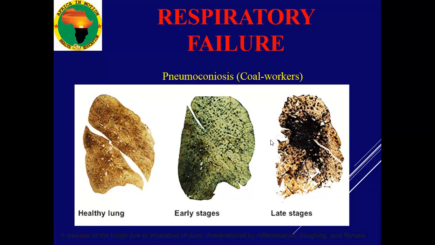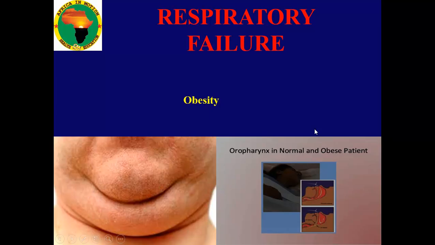Pneumoconiosis, like in people who work in mining companies, coal workers. Previously, the lung was fine, but as the lung gets dust over and over for a long time, it will end up causing the lung to become fibrotic. It becomes fibrotic, a useless lung now. Then it will lead to respiratory failure.